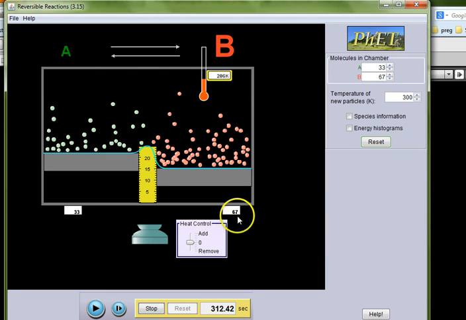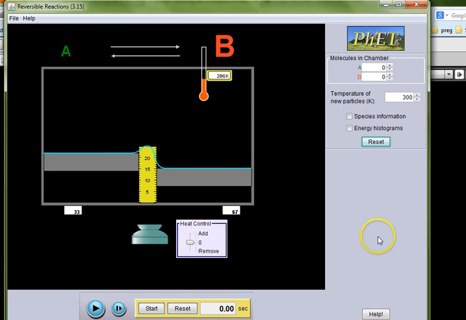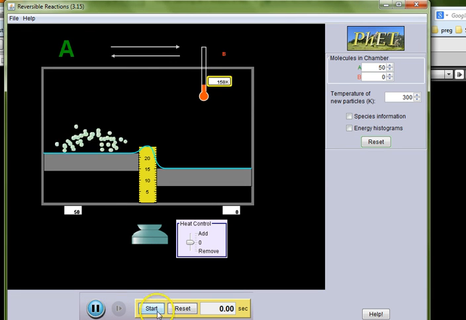Okay, so the equilibrium constant is around 2 for this reaction. Let's keep in mind that this is the equilibrium constant for this particular reaction. Now reset this reaction. We have already paused it. We'll reset, and this time we'll enter 50 particles of A, start the reaction and start the clock.